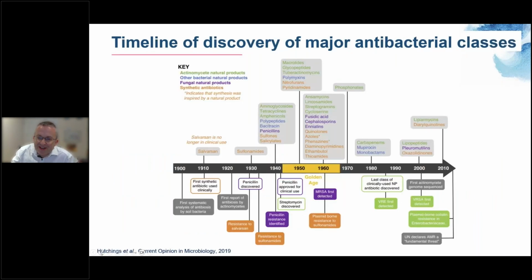The golden age of antibiotic discovery was in the middle part of the last century, when many antibiotic classes, mostly natural products, were discovered, and many semi-synthetic derivatives thereof really dominated new registrations of antibiotics. There were some synthetic chemical classes that I'll also discuss today, but most of those were natural products.